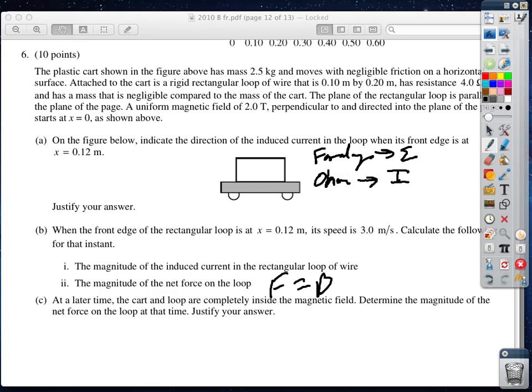It's just F is equal to BIL. So that's 2 Tesla. What's our current? 0.15 amps. And then the length was 0.1 meters.